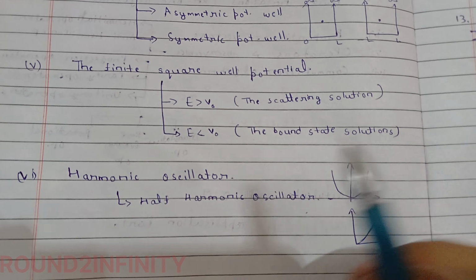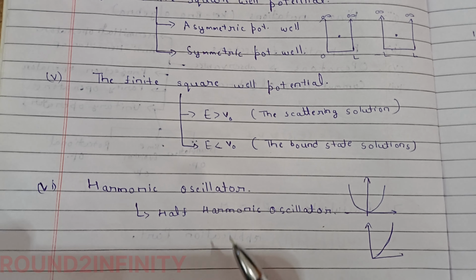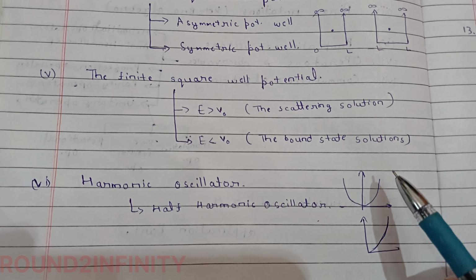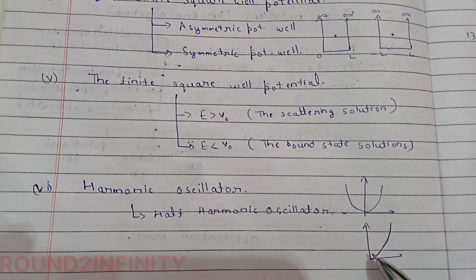Then the most important thing from the point of view of the exams is the harmonic oscillator. This is a very important topic. Most of the questions are asked from here, so we will spend a lot of time on it. In it we will also study the half harmonic oscillator. What is the meaning of half harmonic oscillator? In the harmonic oscillator we have this kind of potential curve, and in the half harmonic we have this kind of curve. So we'll study this.